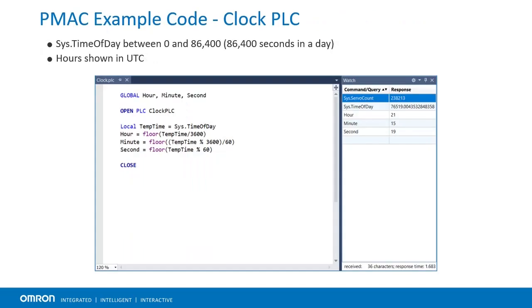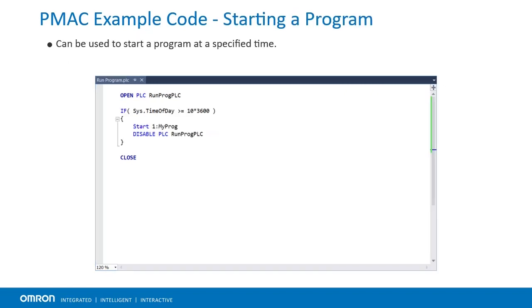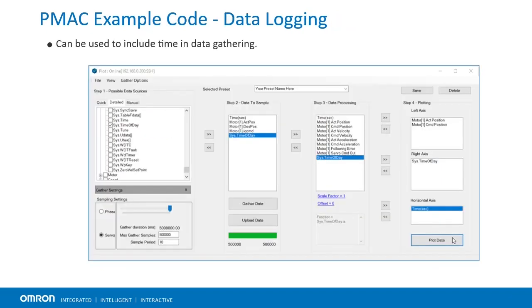In the script environment, the variable sys.timeofday will now be a number of seconds between 0 and 86,400, representing the time of day in Coordinated Universal Time, or UTC. This can be used in a PLC to view the time in hours, minutes, and seconds. This can also be used to start a program at a specified time. Alternatively, sys.timeofday can be used for including time in data gathering.